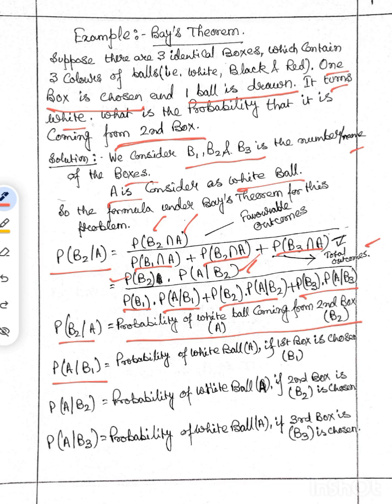So hope you can understand, and this definition also you can understand. P(A|B2) means this one, and P(A|B3) means this one: the probability of white ball A if the third box is chosen. So after the example, I come to the definition, or the formula also.